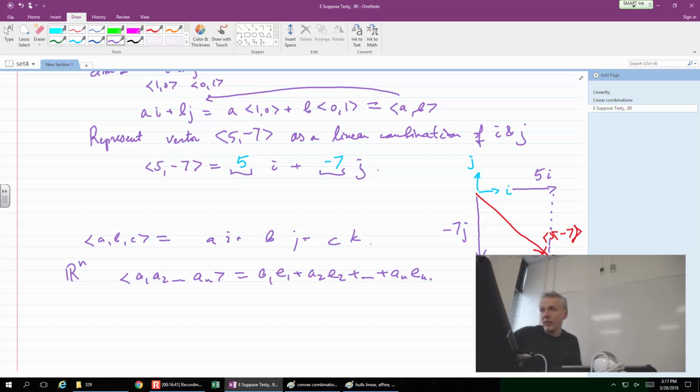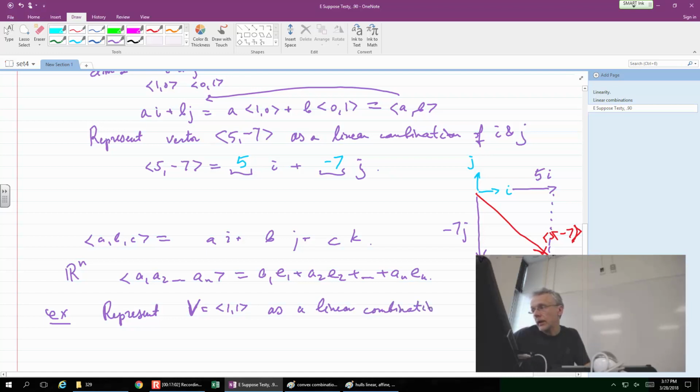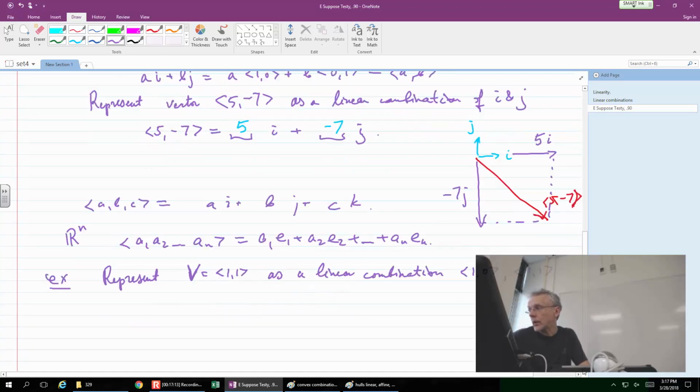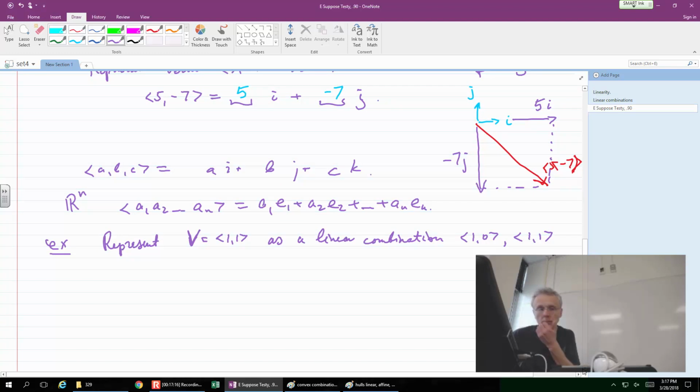So let me demonstrate that. Solve the problem: represent, say, the vector (1, 1) as a linear combination. Let's make our life easier, and how about I take the vectors (1, 0) and (1, 1). So the first one is the same, but for the second one I take (1, 1). I'm sorry, what is that? Hold on a second. What is the example I was looking for?